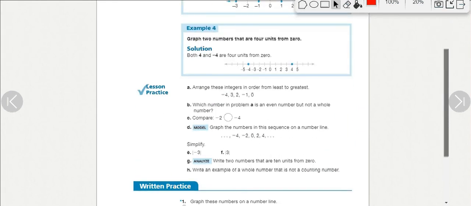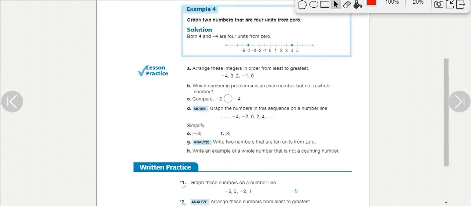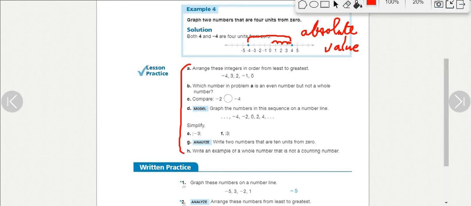Example 4, graph 2 numbers that are 4 units from 0. So what are we graphing? 2 opposites on either side of the origin that have the same absolute value, same distance from 0. Right? They're both, count them, 1, 2, 3, 4, distance from 0. You should be able to do all of these, A through H, including the example.